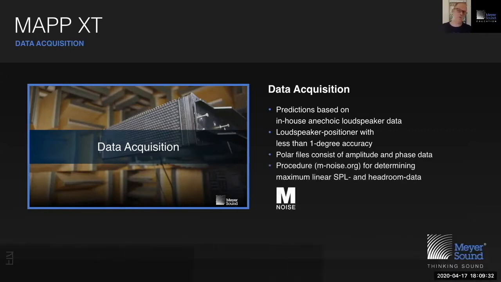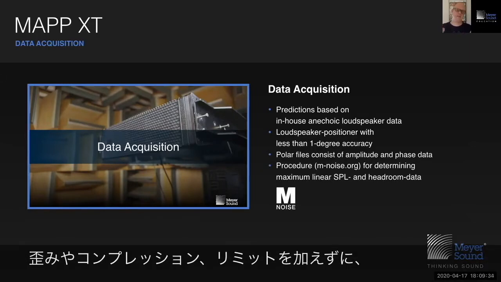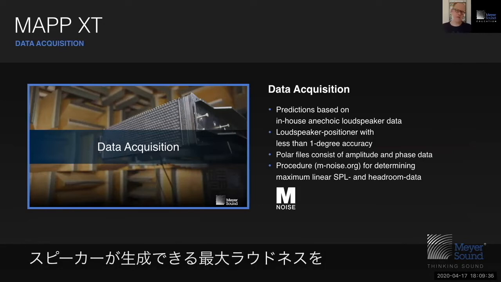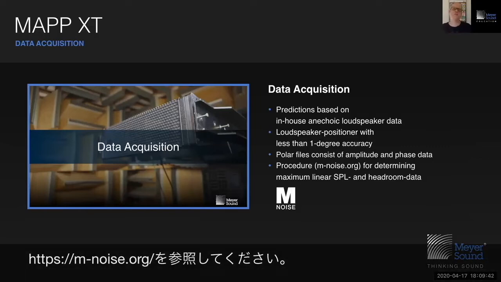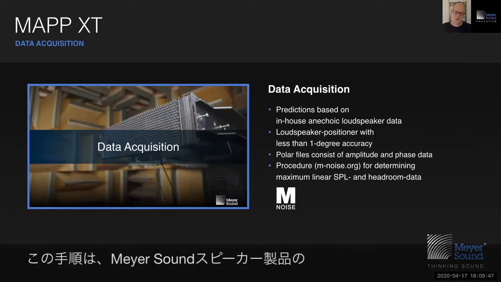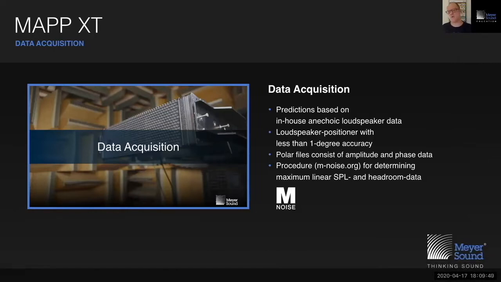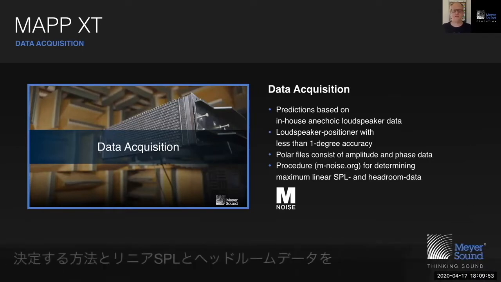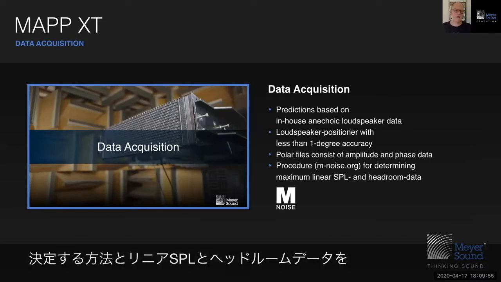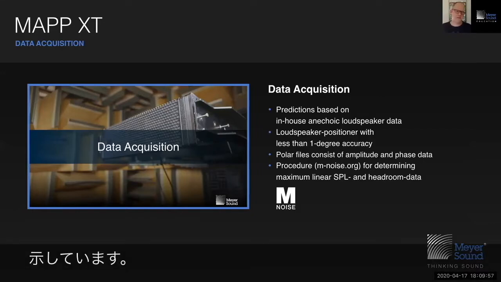And finally, we have a procedure for determining the maximum loudness that a loudspeaker can produce without distorting or without going into compression or limiting. And that procedure is available for you to read, and you will find it at mnoise.org. And that procedure shows you how we determine the maximum loudness, the maximum linear, which is the keyword, linear SPL and headroom data for Meyer Sound loudspeaker products.